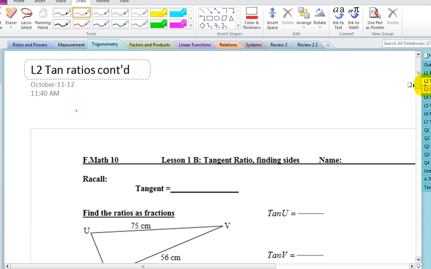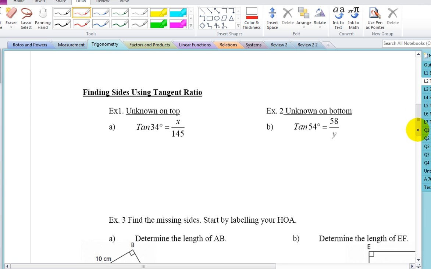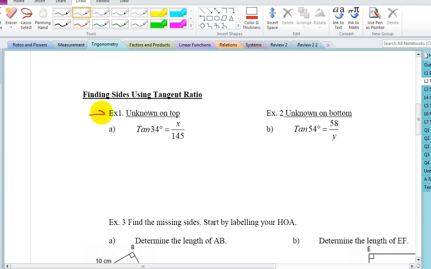So we're going to skip now to the back here. This is just all review. Here's your two other questions that we can ask. When we're trying to find sides, okay, if we have the unknown on the top, then what we can do is bring, instead of dividing by 145, we bring it up and multiply. So what I like to do is go 145 times tan 34 degrees. And I don't like mixing it up with x, so instead of times, I will use my brackets.